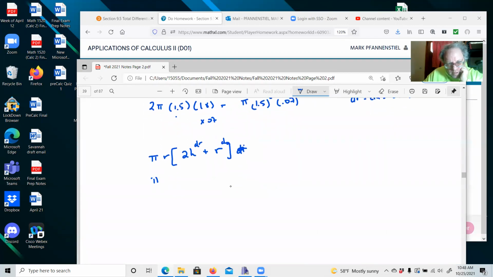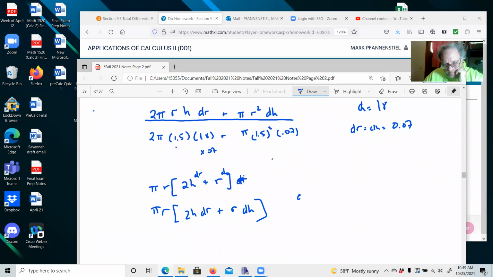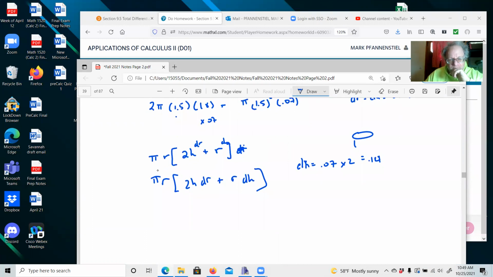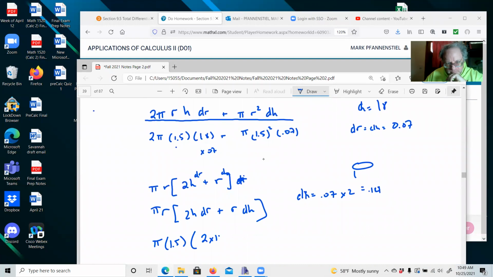Okay, so we have pi r times 2h dr plus r dh. Because I think that this dh actually has to be 0.07 times 2 because we're wrapping the same thing around it twice. So 0.14. Okay, so here we go. We have pi 1.5, 2 times 18 times 0.07 plus 1.5 times 0.14.